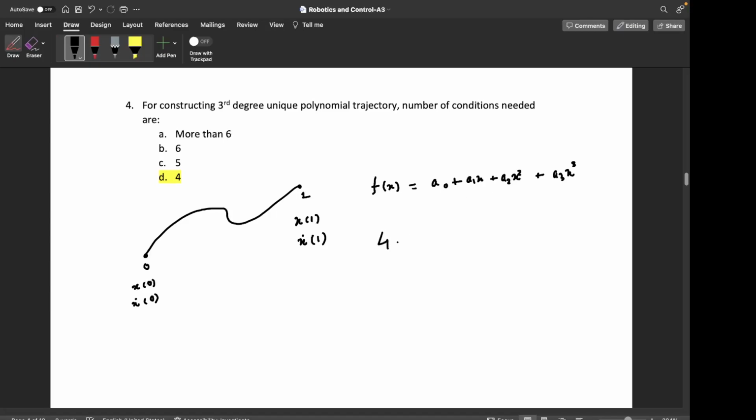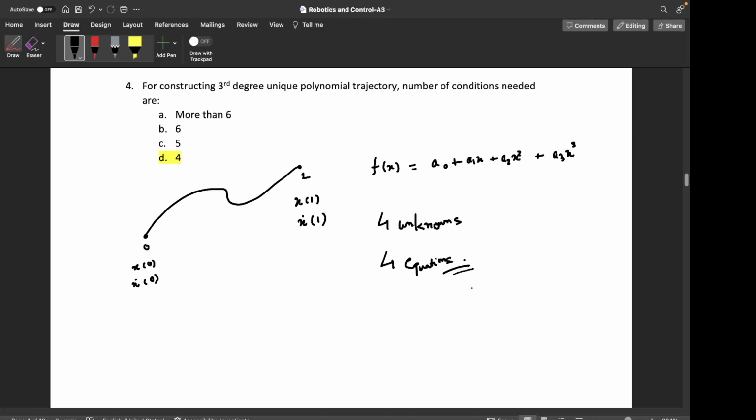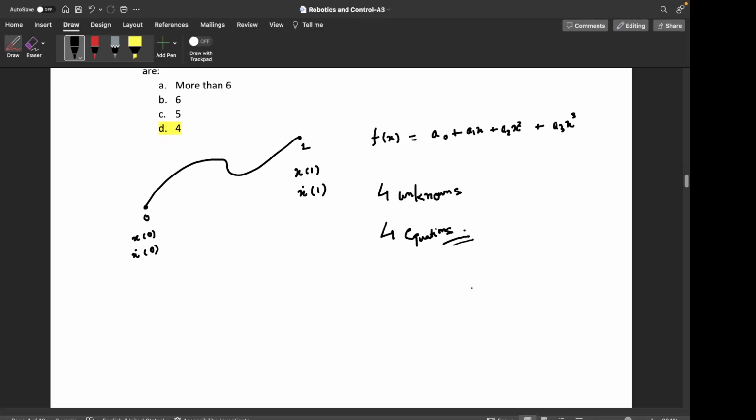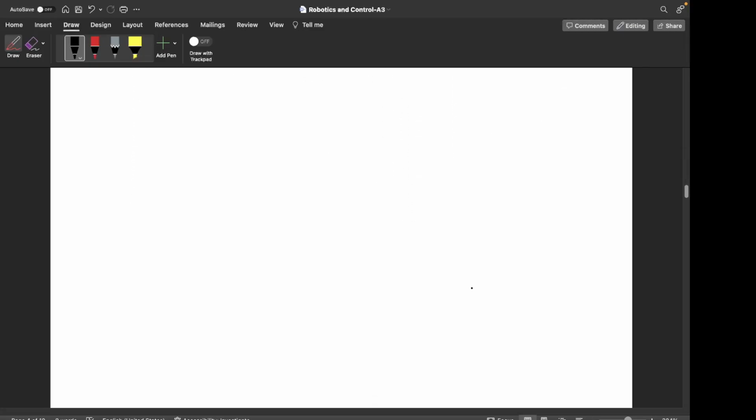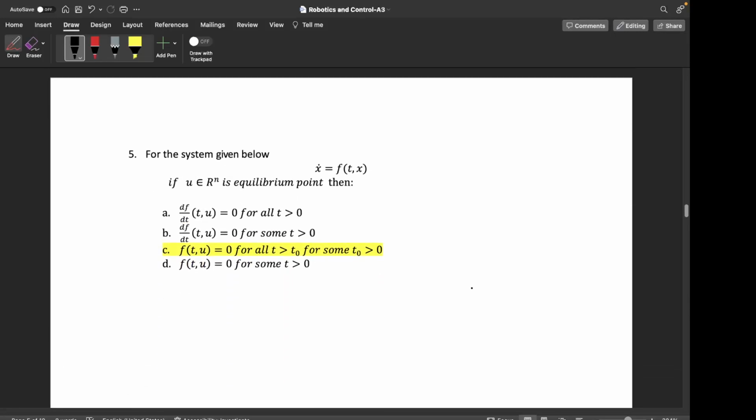So four unknowns, four equations, right? Similarly, if we take a fifth degree polynomial, we need six boundary conditions. So we add acceleration conditions also at both the endpoints, right?